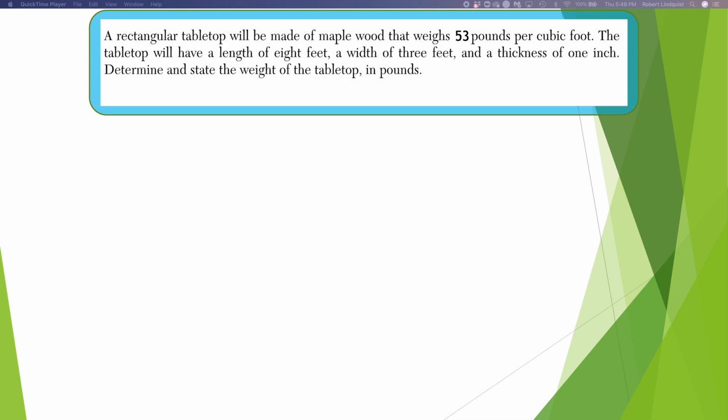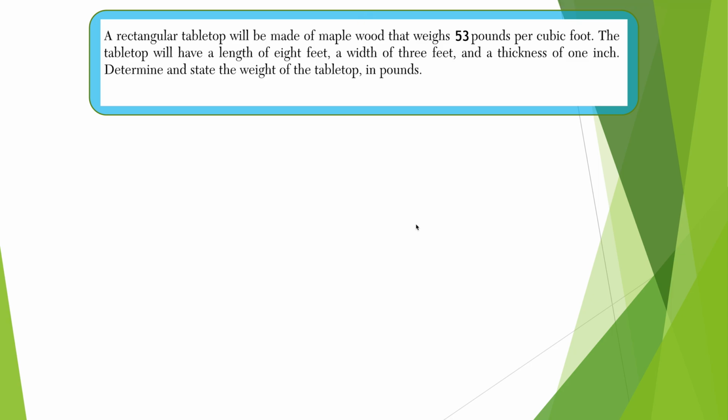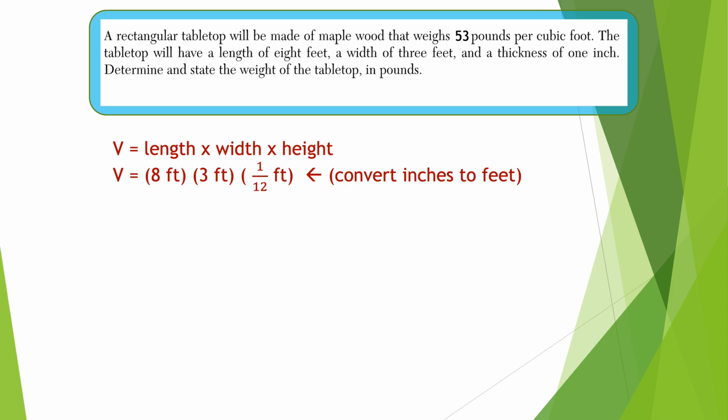All right, as we learned before, volume is the length times the width times the height. We'll do a better study of that later in the year for a much deeper perspective, but for now, this will do. Volume is 8 foot by 3 foot by 1/12 of a foot.